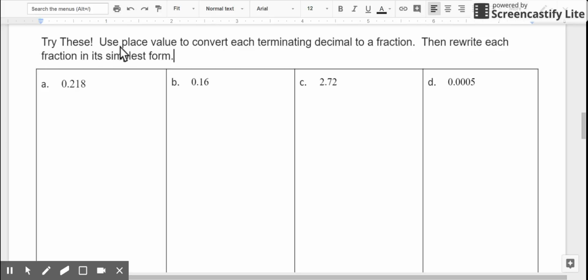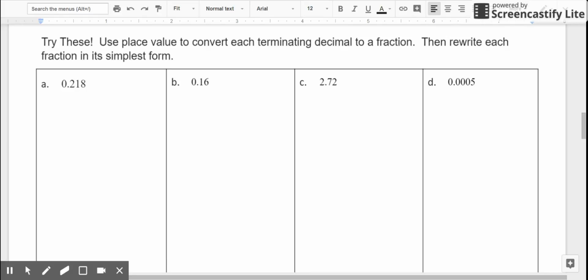Try these. Use place value to convert each terminating decimal to a fraction. Then rewrite each fraction in its simplest form. Please try these on your own. After you try them, you can watch the video lesson to check your answer.